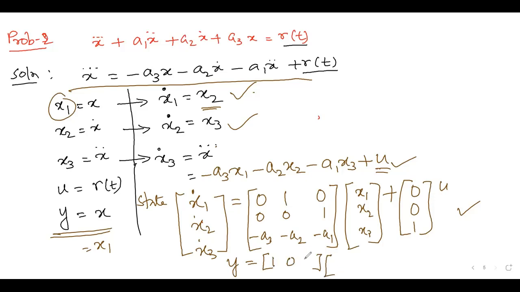1 0 0 x1 x2 x3. This is the output equation. And these two together are called the state variable representation. So any system you can write in this form. You can take any system.